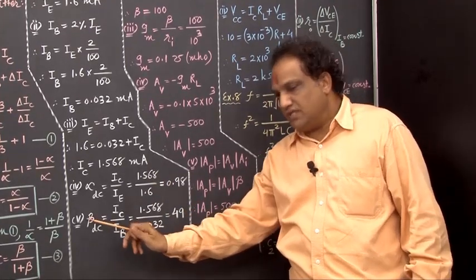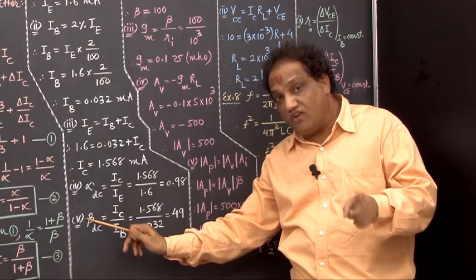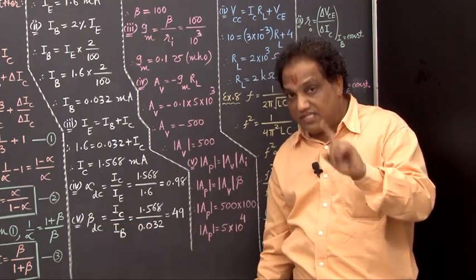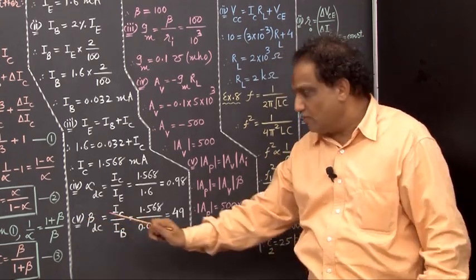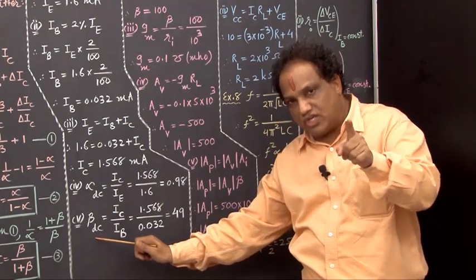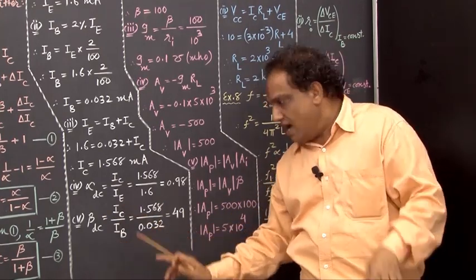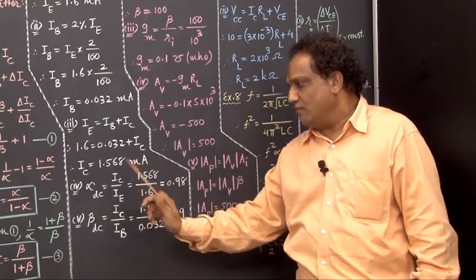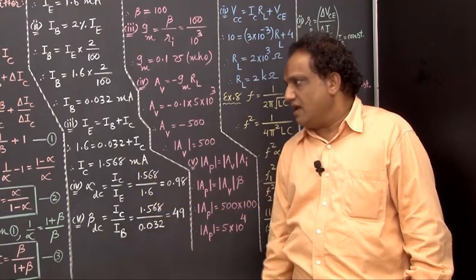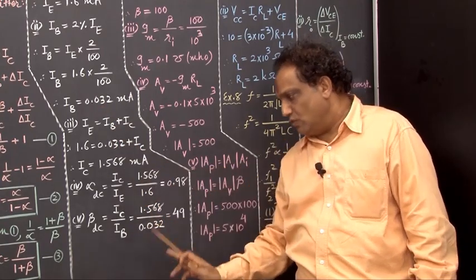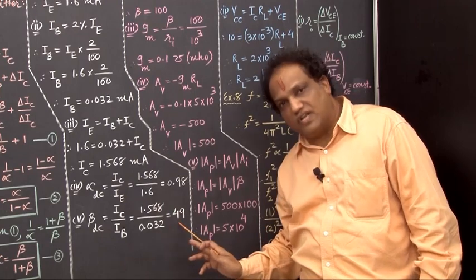And what about the current gain in case of common emitter? DC gain in case of common emitter is shown by symbol beta DC. It is a ratio of IC to IB. IC we have found out, 1.568 divided by IB. IB is 0.032. This upon this, answer is 49.